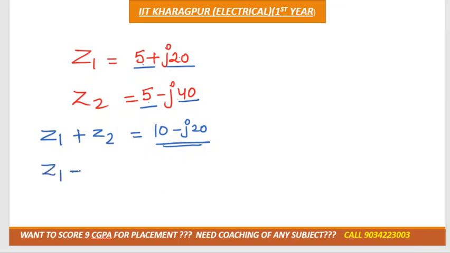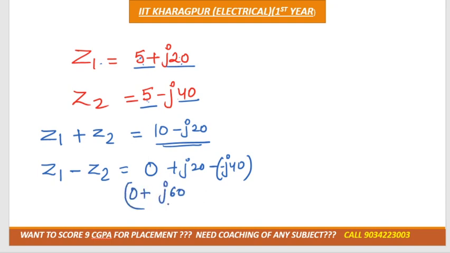Similarly, if I want to subtract, the real term with the real term, 5 minus 5 would equal 0. And the imaginary term is subtracted with the imaginary term, so that would be plus j20 minus of minus j40, right? So that would be j60. So the final answer is 0 plus j60. Got it?